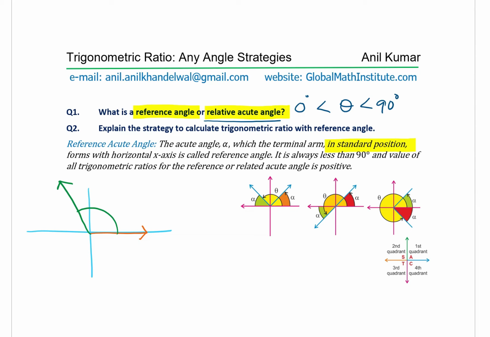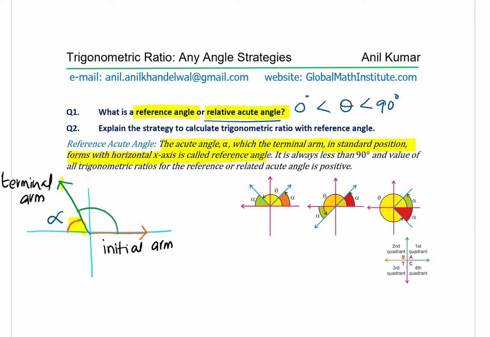So we have these two arms which are called initial arm and the terminal arm, right? The acute angle which we are talking about is the angle which is made between the terminal arm and the x-axis. So this is the angle which we are talking about. So this angle we will normally refer to as angle alpha. So now I think the definition makes more sense. It says the acute angle alpha, which the terminal arm, so this is your terminal arm, right, in standard position forms with the horizontal x-axis. Is that clear to you?